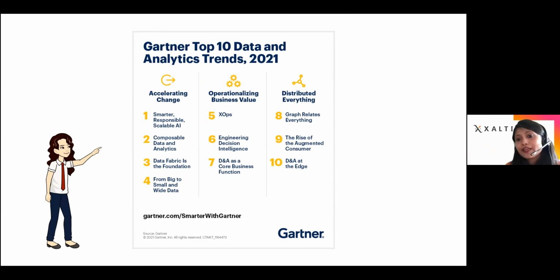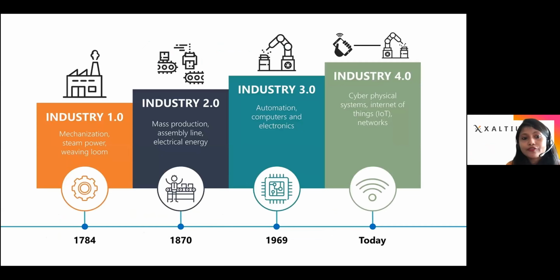So if we look at the evolution of the industries with data, we can see that we have already entered the 4th gen industrial revolution. The first gen was more on mechanization, steam power. The second generation was more of mass production. The third generation saw automation a lot.